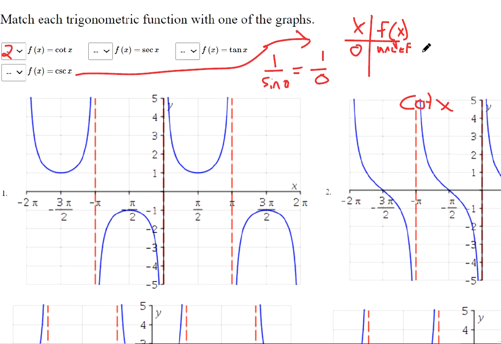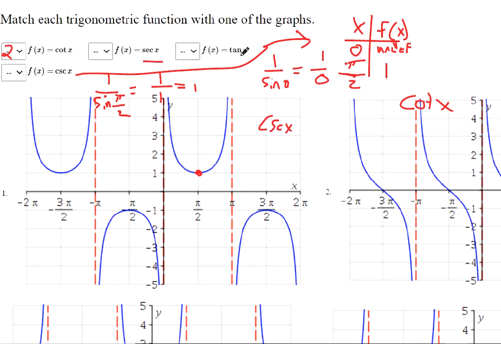Could plug in another point. Let's plug in pi over 2. Cosecant of pi over 2, that's the same thing as 1 over sine of pi over 2. And sine of pi over 2 is 1 in your calculator. And 1 divided by 1 makes 1. So if we go pi over 2 in the x, we're supposed to get out 1 on the y. And that checks out with our choice, because pi over 2 in the x, 1 on the y. So this is cosecant x.